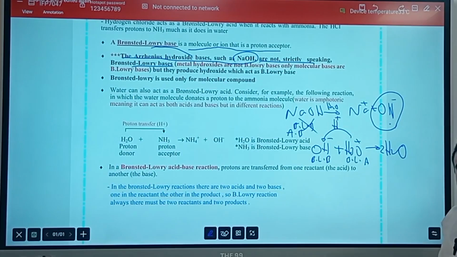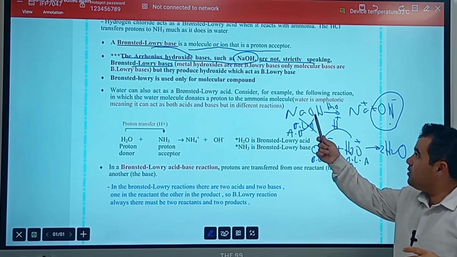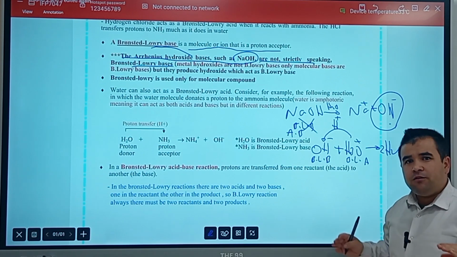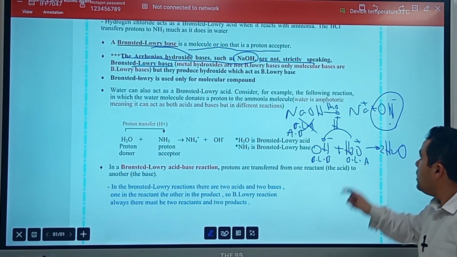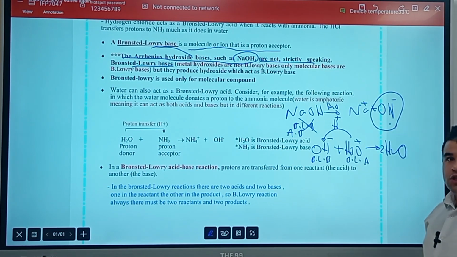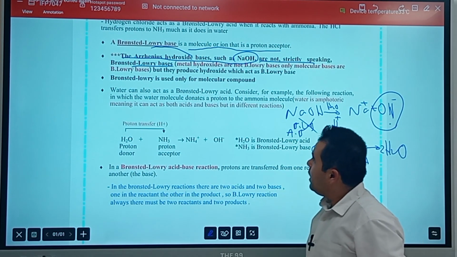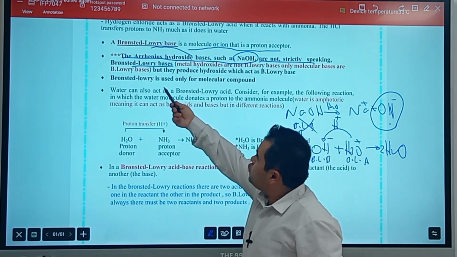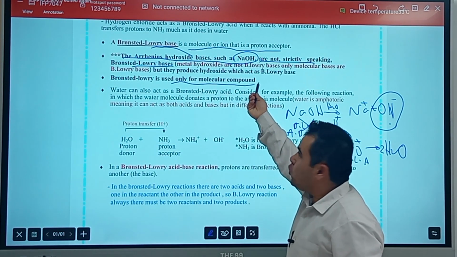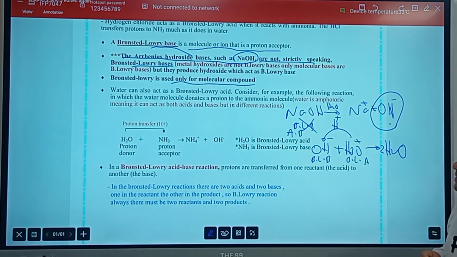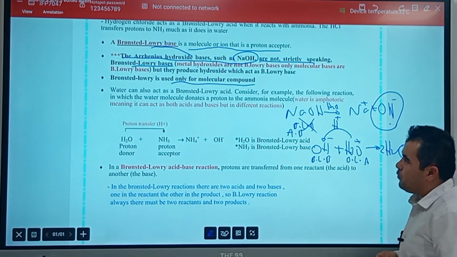So notice that you have to know that the metal hydroxides themselves are not defined by the Bronsted-Lowry definition, but they will produce an ion which is defined by Bronsted-Lowry, and it becomes a Bronsted-Lowry base. So guys, Bronsted-Lowry is used only for molecular compounds. As I told you, we have only molecular bases that can be classified as Bronsted-Lowry.